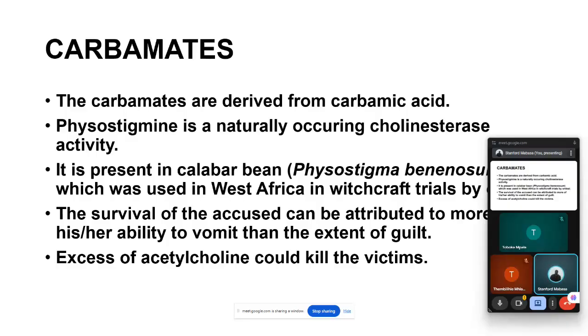But the basic science is that this calabar bean is toxic. How it affects the victim is that it acts like a carbamate insecticide. It's like giving somebody a carbamate insecticide.